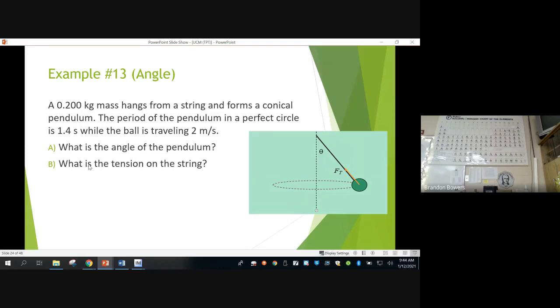Hopefully you know the force of tension in the y is equal to the force of gravity. So you should be able to solve that pretty easily. How can you solve the force of tension in the x? Because then you have your x, you have your y, you can easily solve for theta then. How can you solve force of tension of x?